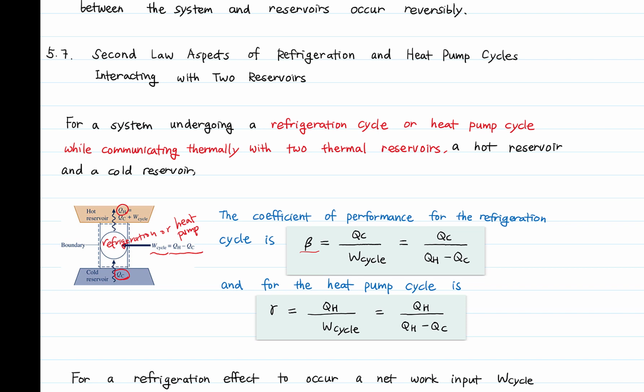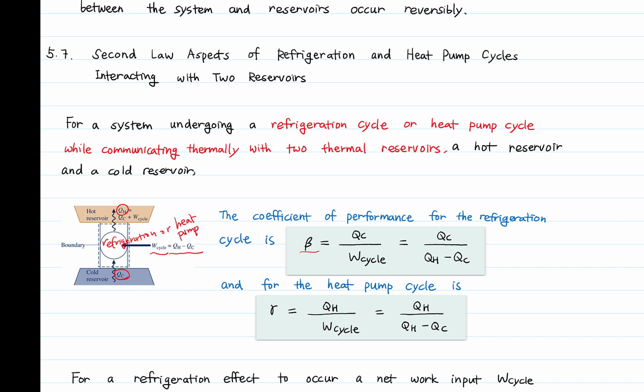For the coefficient of performance for the heat pump cycle, we use gamma to denote the coefficient of performance for the heat pump. Heat transferred is QH. It's not QC, but QH for the heat pump cycle, divided by the required work, QH minus QC. So we need to distinguish between the refrigeration cycle and the heat pump cycle.